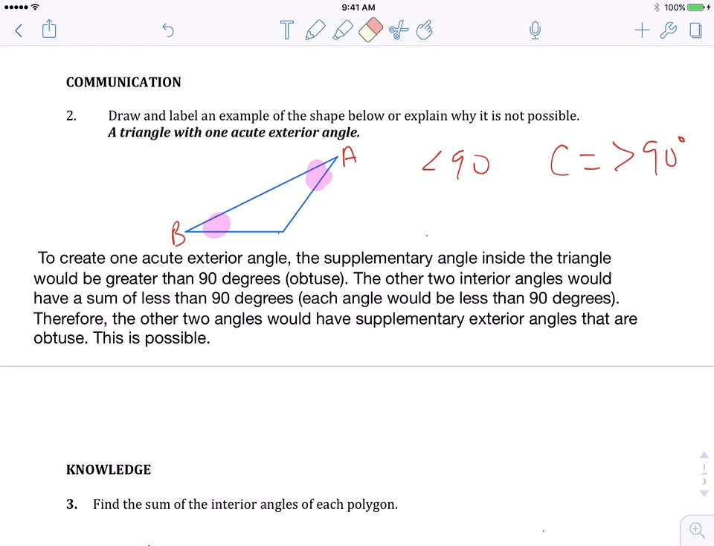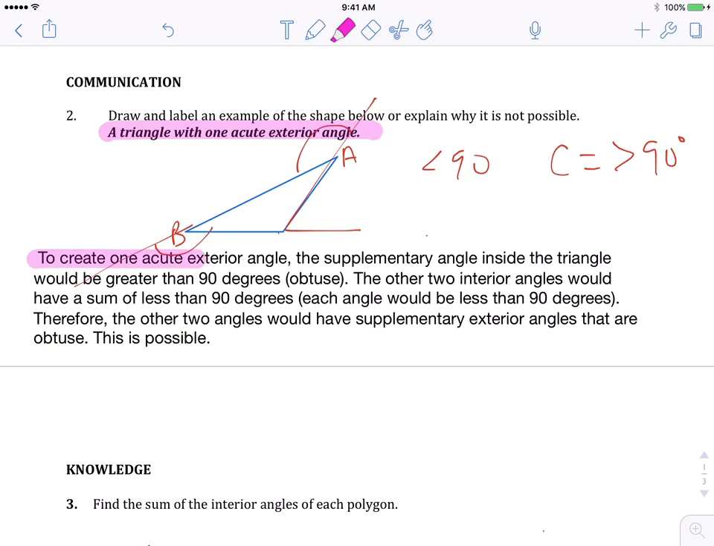Let's erase this to get some clarity. All right. So if I look at the exterior angle here, the exterior angle here we said was less than 90, and the exterior angle here is greater, and then of course the exterior angle at B is also greater. So we have created a triangle that has one acute exterior angle.